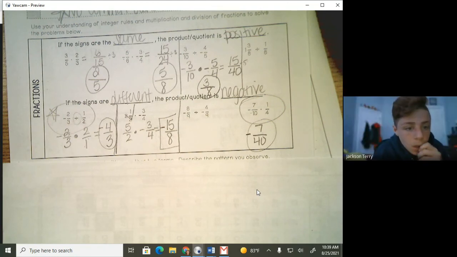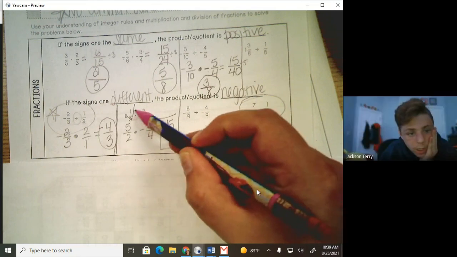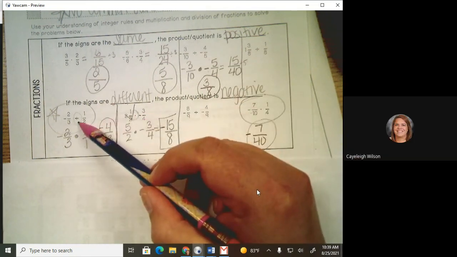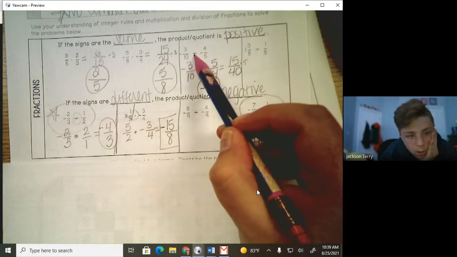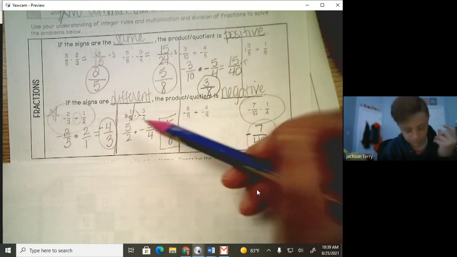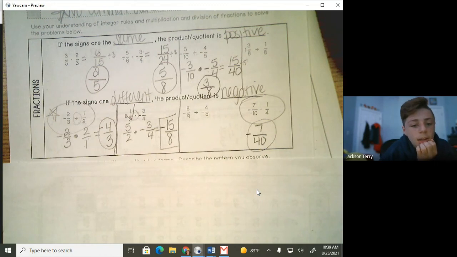Miss Wilson, yes. Don't you have to flip the 3/4? No, because see, it's already multiplication. All right. The only time that you'll do keep, change, flip is when it's division. Oh, that was multiplication. You're good. So that one was multiplication. So that's why I did not do that. But only on division I do that. All right. Yep. Other questions?